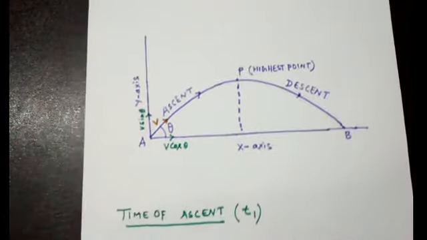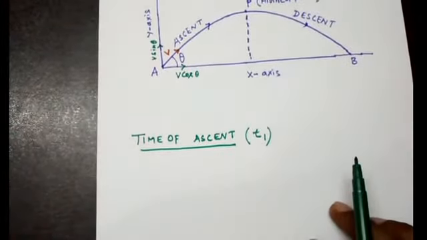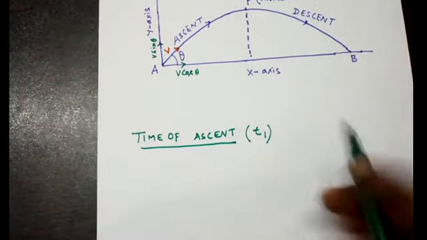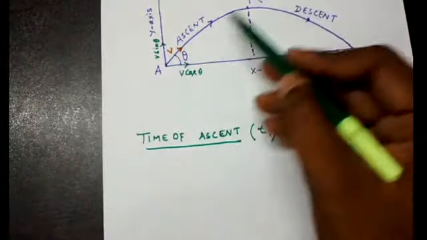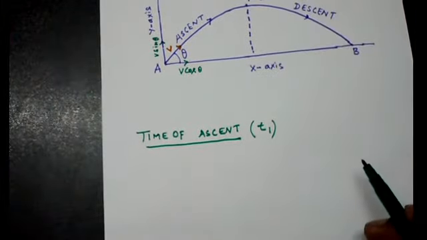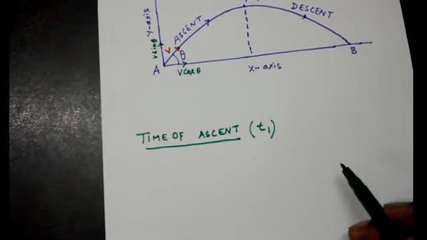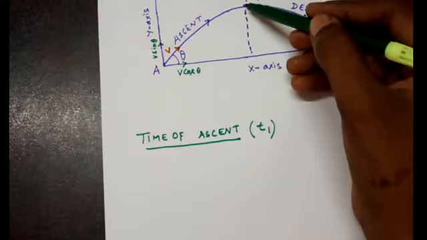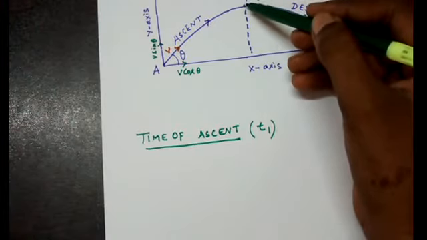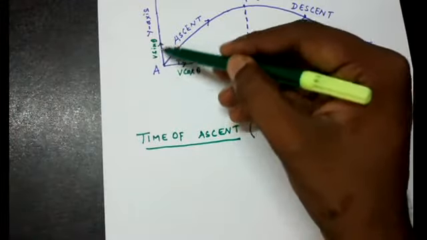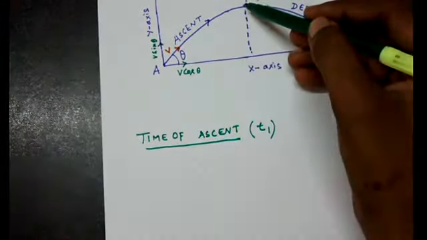Now first we will try to find out the time of ascent, that is the time taken by the object to reach from A to point P. Now we know very well that at this point P there is no velocity component in the upward direction, otherwise the object would move further, but this is the highest point, so definitely this component v sin theta must be 0 at this point.